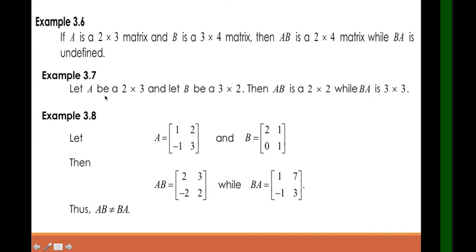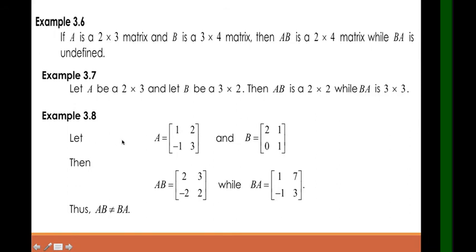Okay? So let A be a 2 by 3 and B a 3 by 2. Then AB, yung kanilang extreme, is 2 by 2, while BA is 3 by 3. If you know what I mean. Yan yung kanilang magiging result.